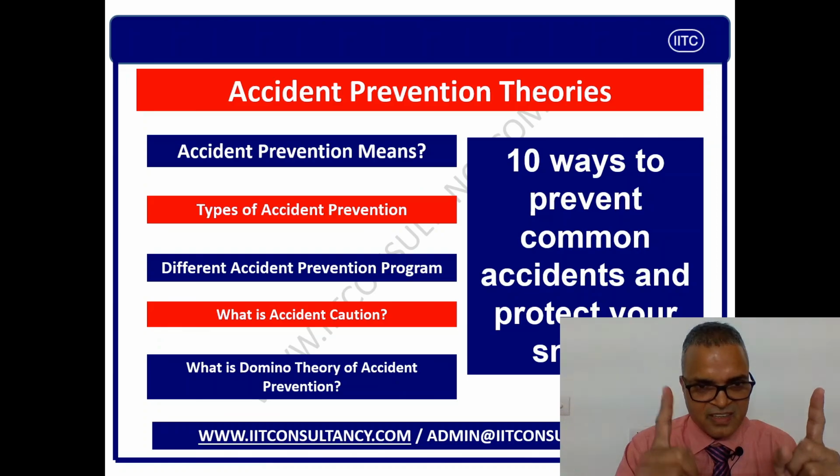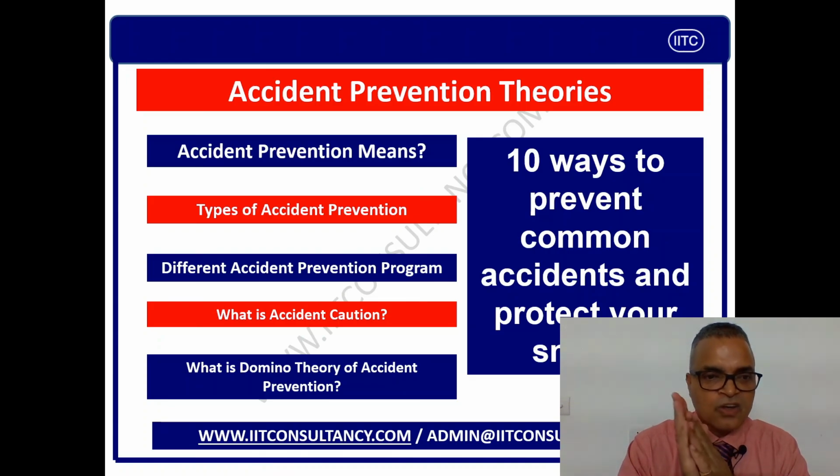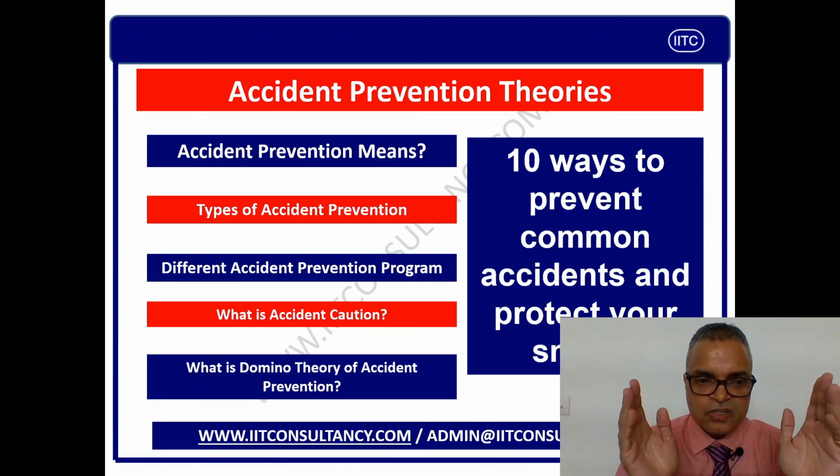Accident prevention: this was the first slide, the types of accident prevention that we have seen. Different accident prevention programs we have seen. What is accident causation? What is domino theory? 10 ways to prevent common accidents and protect your small business.